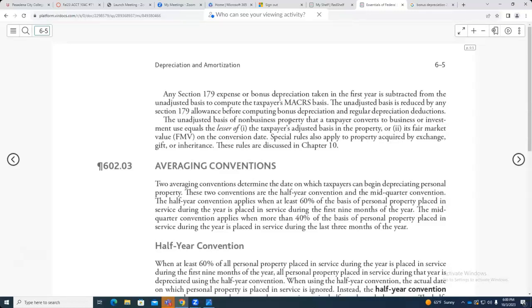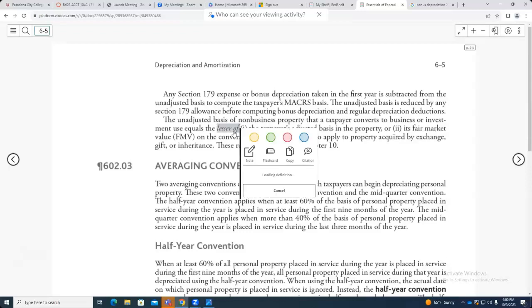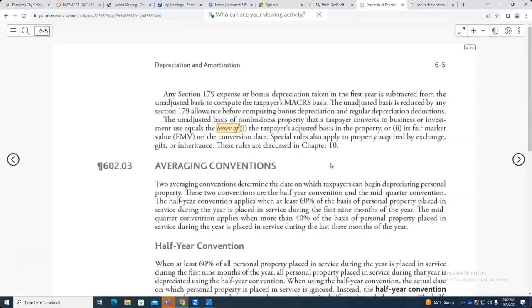So the unadjusted basis of non-business property that the taxpayer converts to business or investment use equals the lesser of the taxpayer's adjusted basis in the property or its fair market value on the conversion date. Lesser of, okay? Very important. So if someone brings his personal car into business all of a sudden, then you go with the taxpayer's adjusted basis or fair market value, whichever is lower.